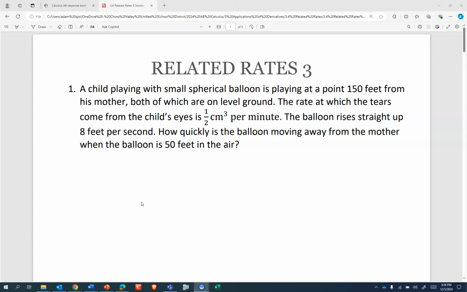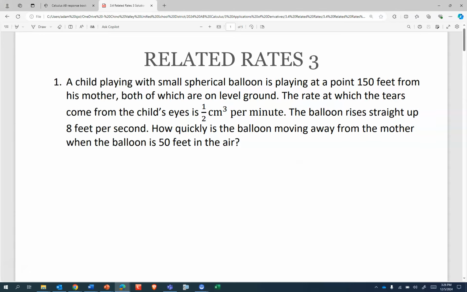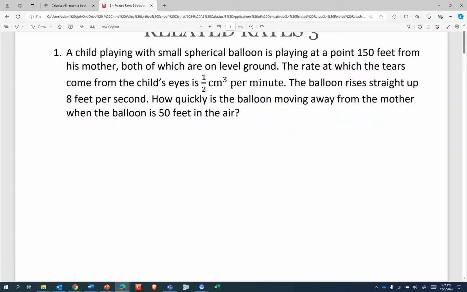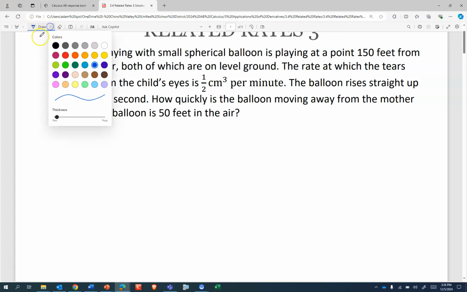All right, related rates 3, hopefully our last related rates for a little bit until you get really good and we need to review near the end of the year. A child is playing with a small spherical balloon, a point 150 feet from his mother, both of which, the mother and the child, are on level ground. So let's get a picture of that before we do anything else.